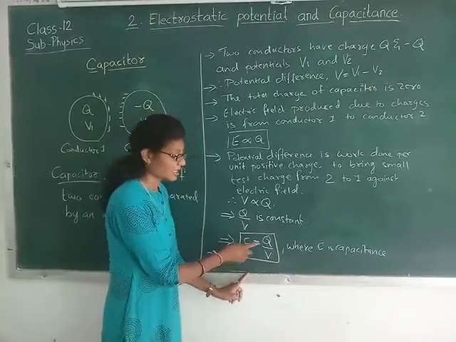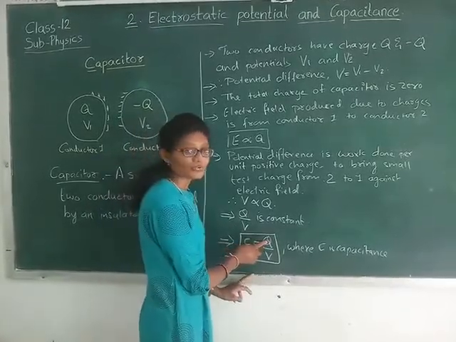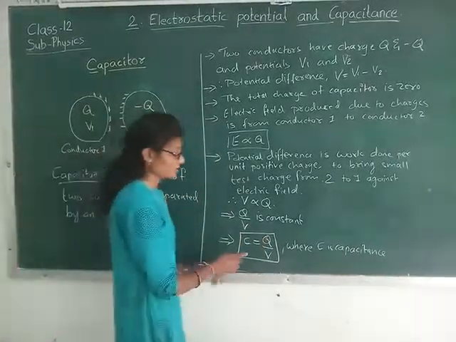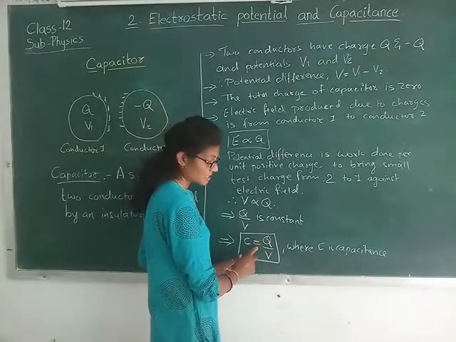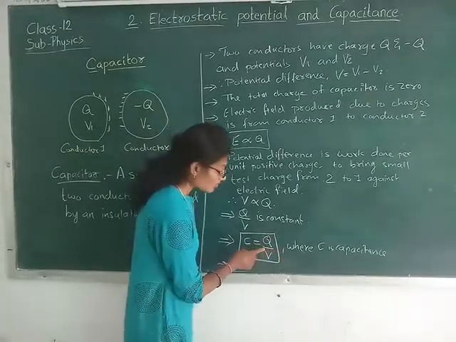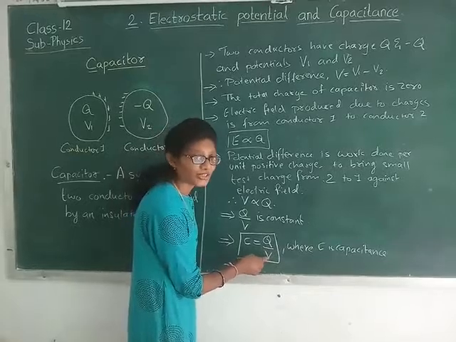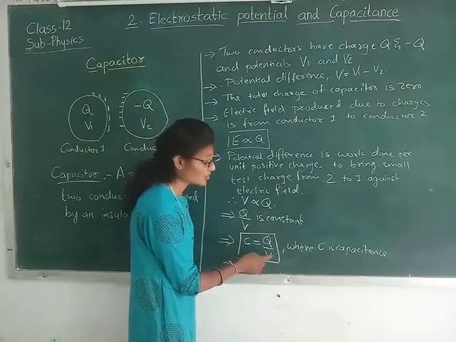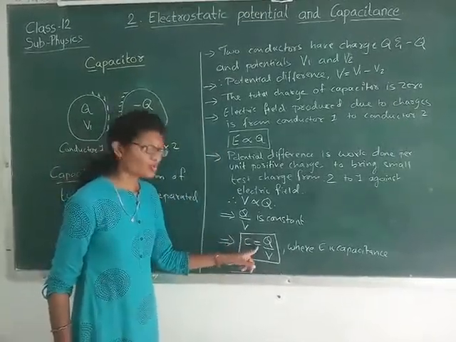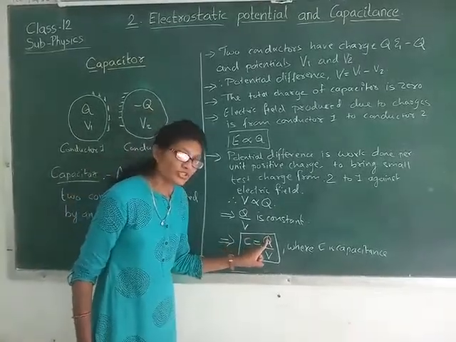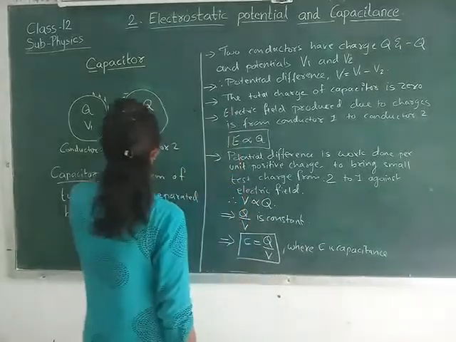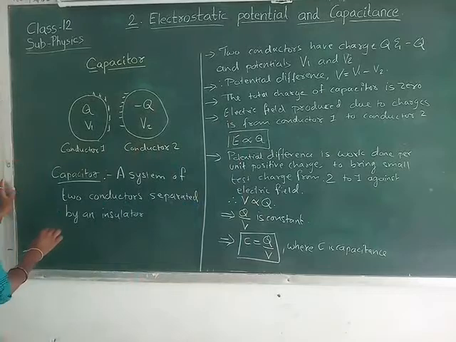So we can define using this formula. Capacitance of a capacitor is equal to the amount of charge. Where is the amount of charge in this capacitor? That is on the parallel plates of the capacitor. So capacitance of the capacitor is equal to the amount of charge on the plates of the capacitor upon the potential difference between the plates of the capacitor or between the conductors of the capacitor. So capacitance of a capacitor is equal to the ratio of the amount of charge on the capacitor to the potential difference between the two plates. So here let us write the definition of capacitance.